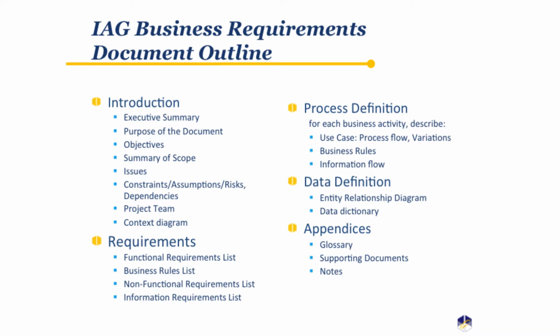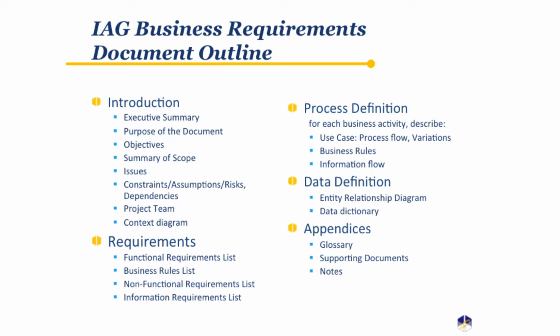Objectives include business and project objectives. Summary of scope is the list of in-scope business activities to be examined and a list of out-of-scope business activities. Scenarios can be in and out of scope as well, entities in and out of scope. CARD, constraints, assumptions, risks, dependencies, is really four lists that are populated as they're discovered. Some before the BRD was started, some discovered during elicitation, etc.